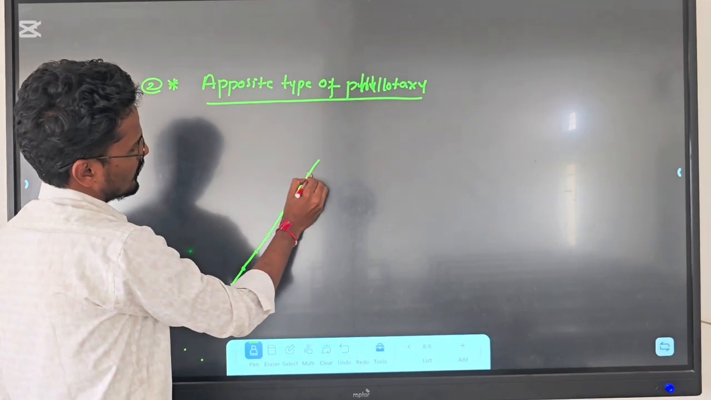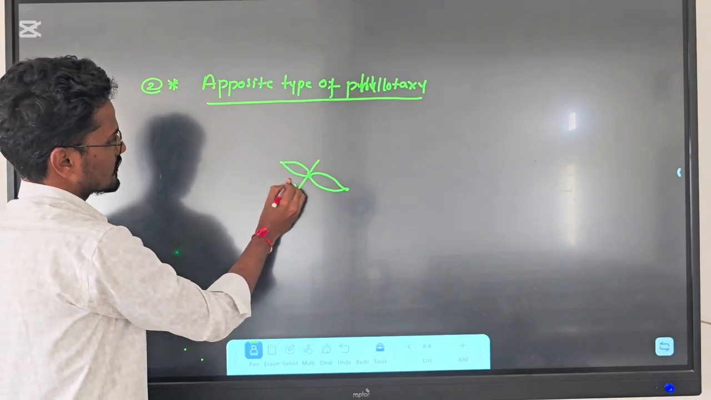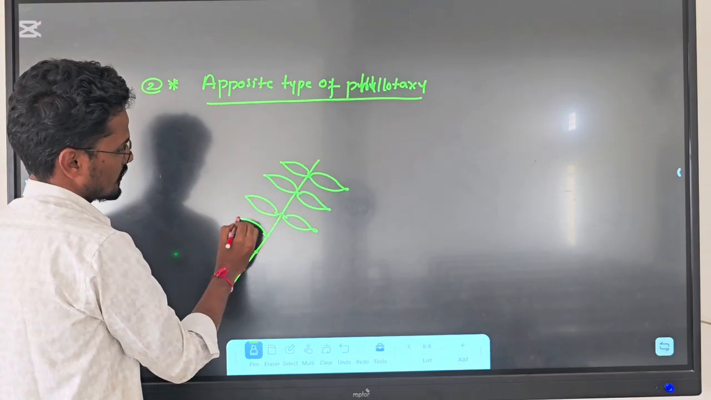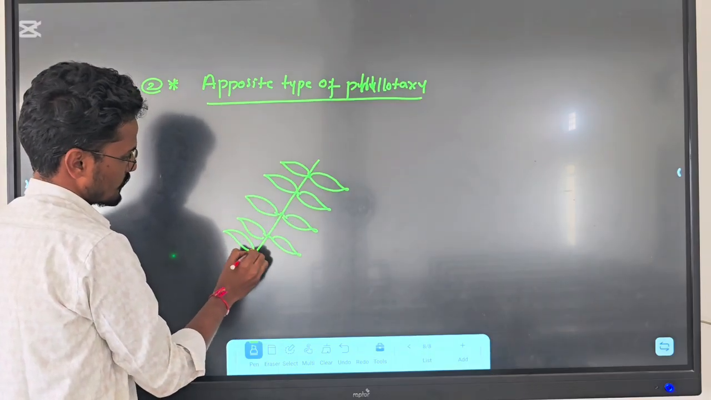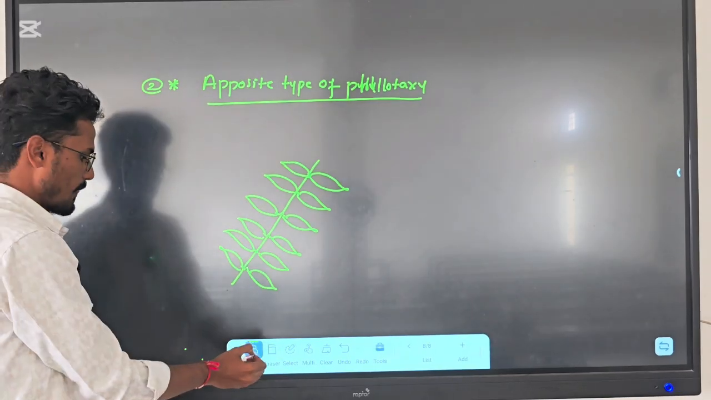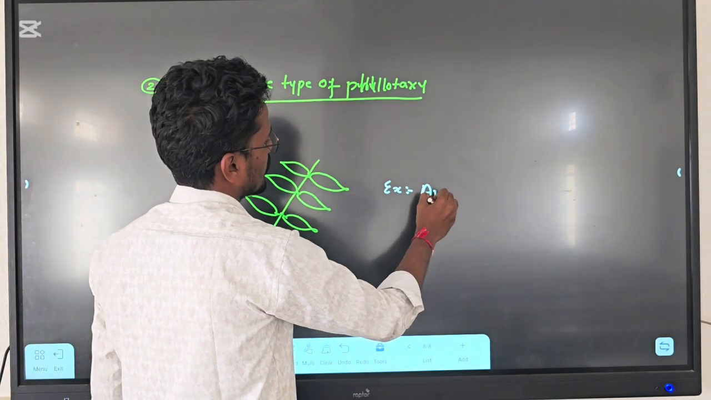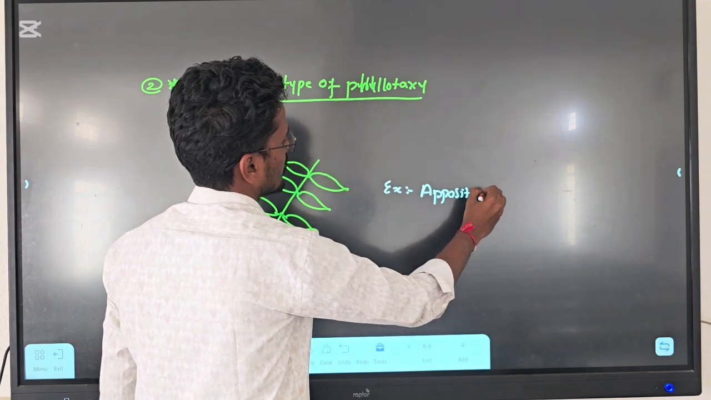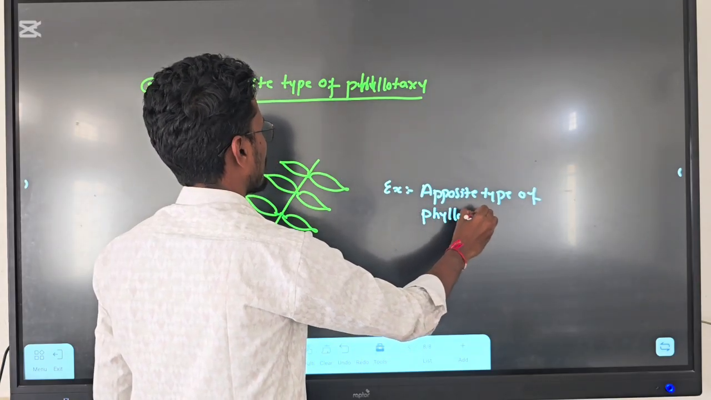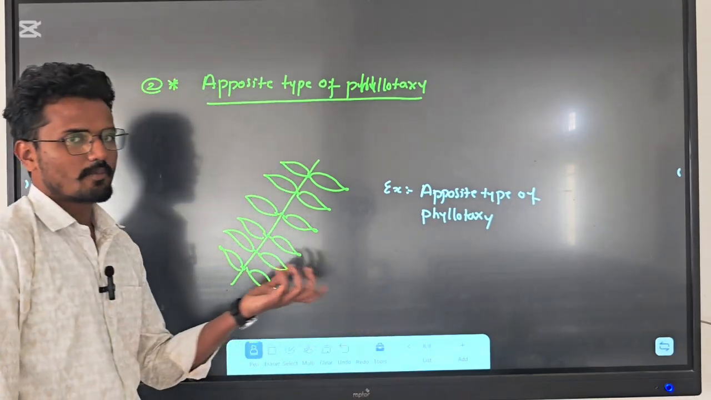From one nodal region, two leaves arise, and those are opposite to each other like this. They are opposite to each other. This is called the opposite type of phyllotaxy.